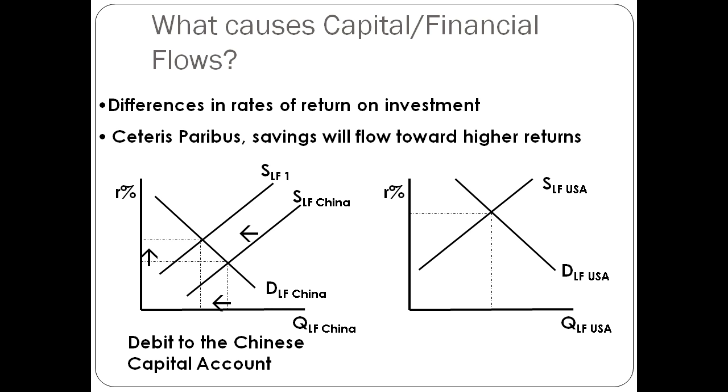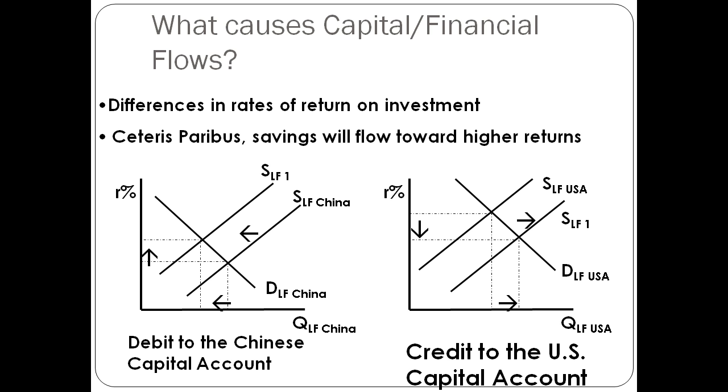And you can see here that that's going to push up the real interest rate. That savings is going to go to the United States. So the supply of loanable funds is going to go up from SLF to SLF1. So you can see there that pushed down the real interest rate in the United States. Now, this inflow of savings is going to be a credit to the U.S. capital account. As you can see there, what ended up happening is the real interest rates after the supply of loanable funds shifted in both countries created an equilibrium. They started getting equal to each other.